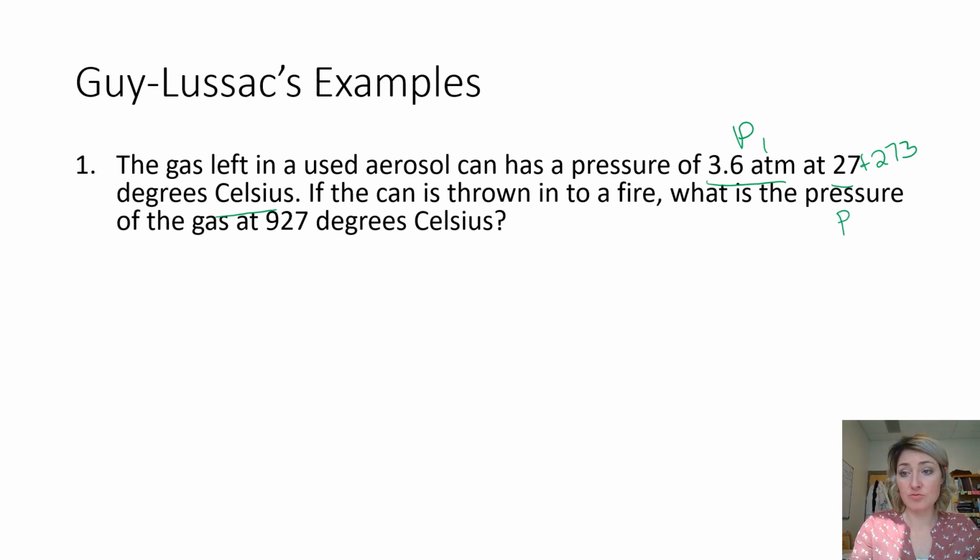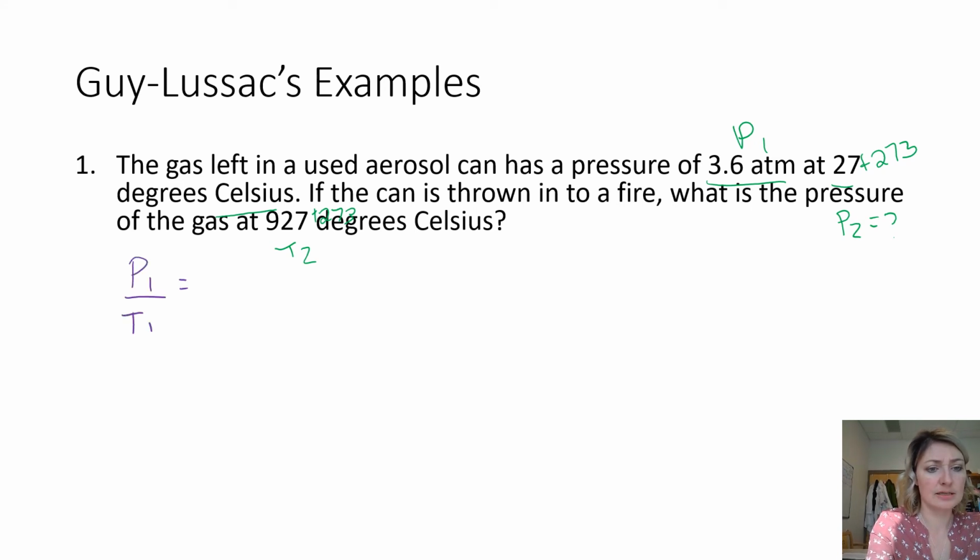Okay, so we don't know what our final pressure is, but we do know what our final temperature is. I'm going to have to add 273 degrees to that. So I'm just reminding myself there, and I'll get it in a minute. All right, so using my magic triangle, we have pressure and temperature. I'm holding volume constant. That means my equation is going to be P1 over T1 is equal to P2 over T2. All right, so we are solving for P2.